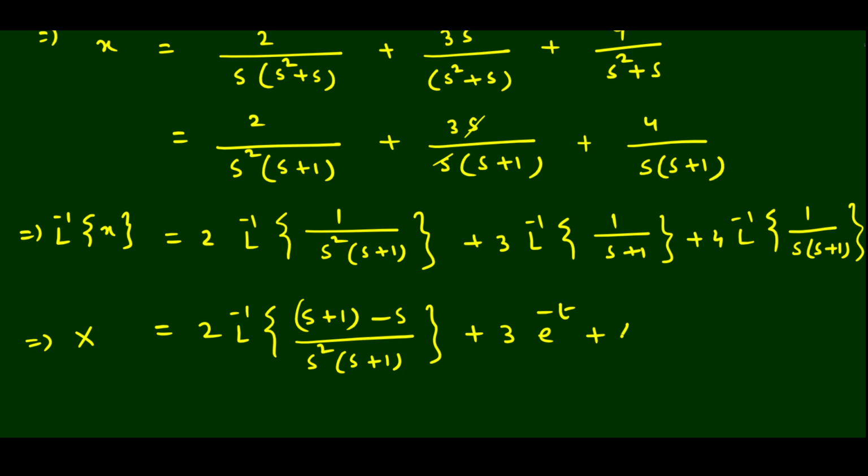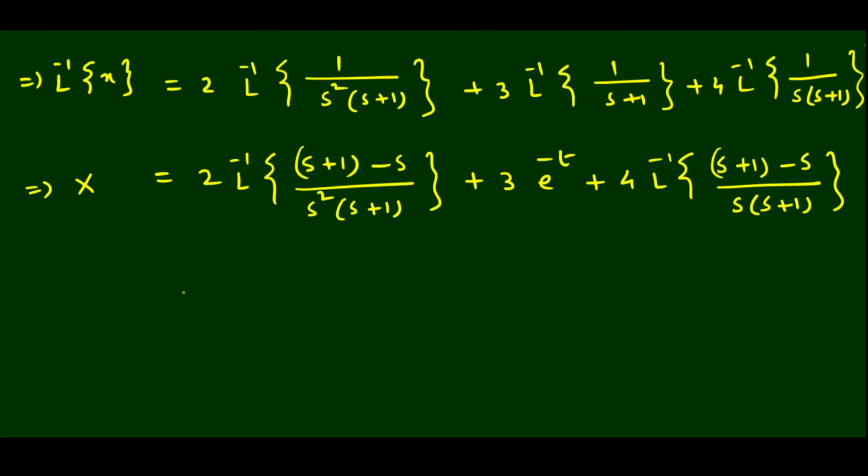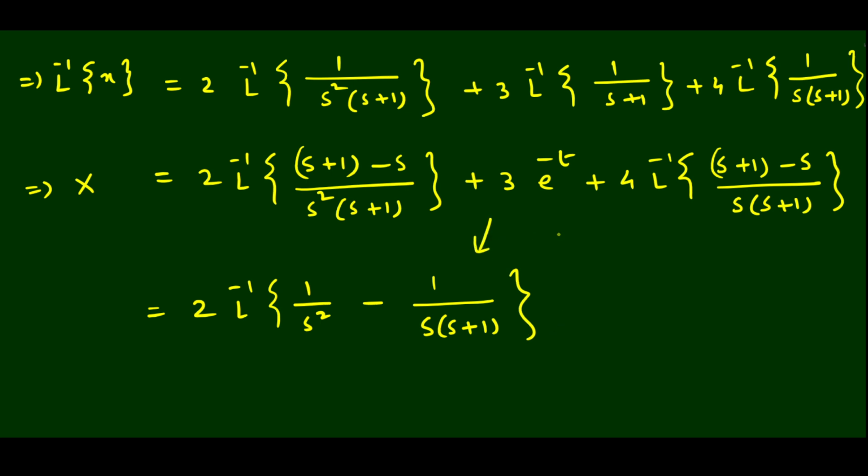Then plus 4 into, here we have to simplify a little bit. We will write s plus 1 minus s divided by s into s plus 1. So this equals 2 into, if we separate them, the s plus 1 cancels out, so 1 by s square. Then the next one, the s will cancel out, but still it is 1 divided by s into s plus 1. So this part and this part are exactly similar.